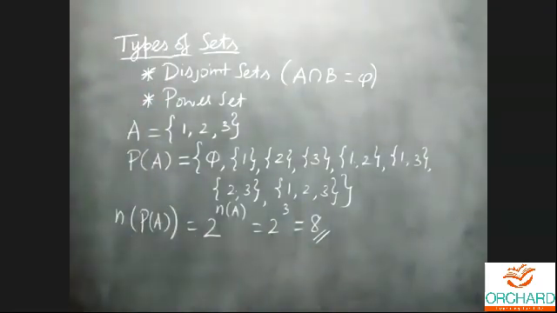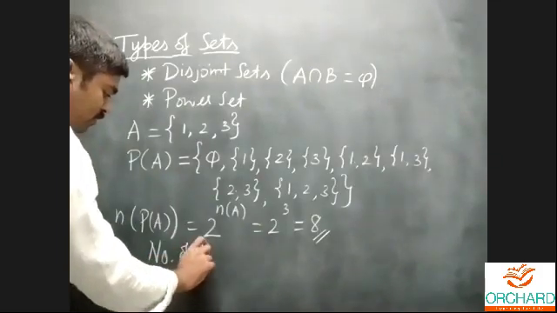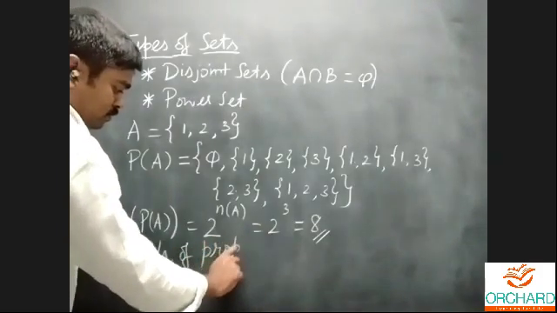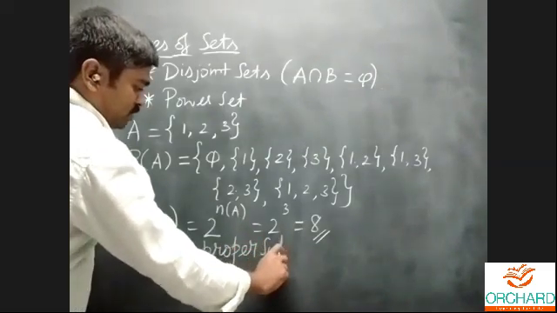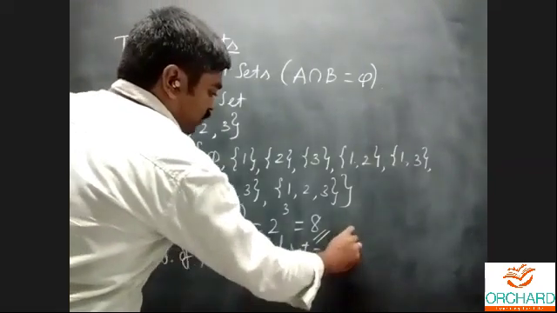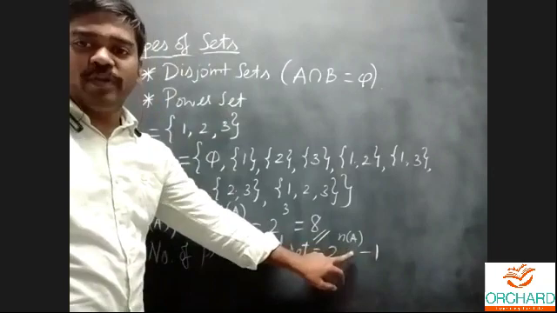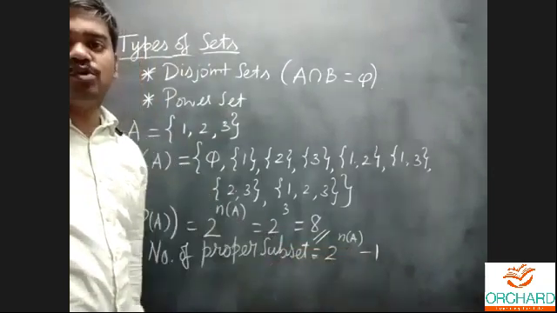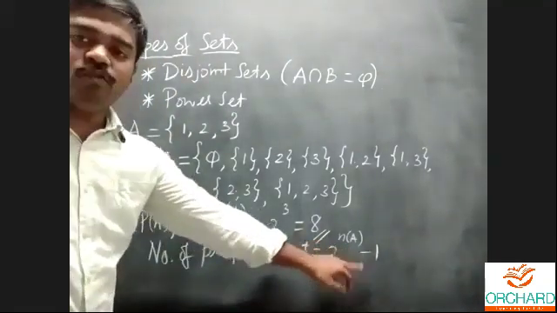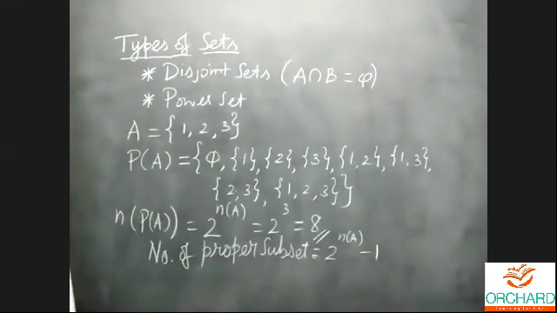Next, the number of proper subsets. The number of proper subsets is 2 power N of A minus 1. Instead of N of A, they will use the notation 2 power M, so it is 2 power M minus 1.